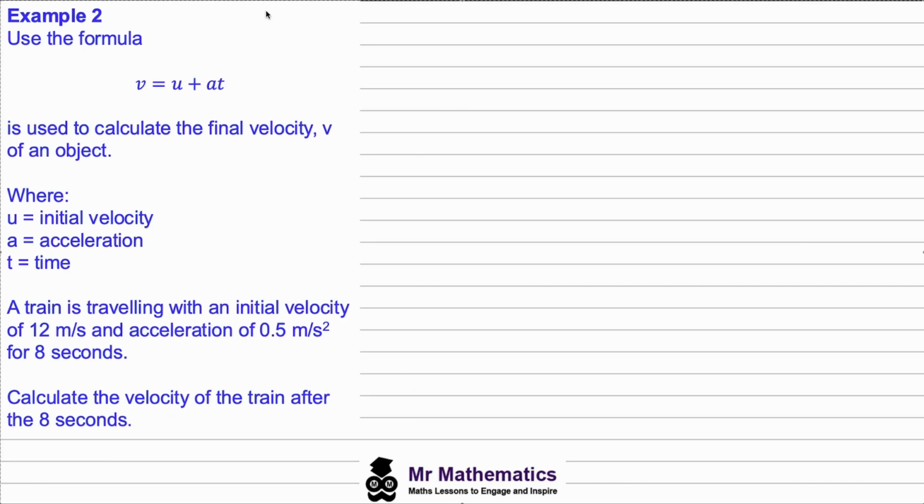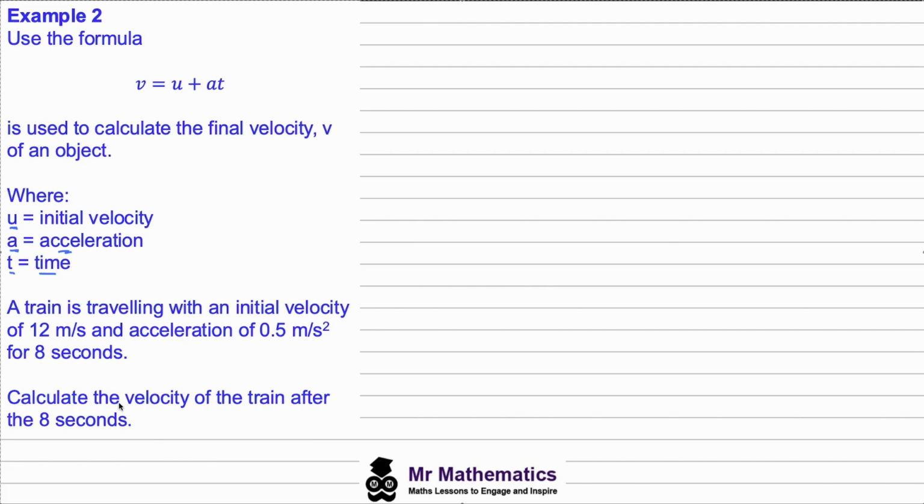So in example 2, we're told that the formula V equals u plus at, and this is used to calculate the final velocity v of an object when the u term is the initial velocity, the a is the acceleration, and t equals time. So we use this formula to model motion to see how fast something is going at any particular time. A train is traveling with an initial velocity of 12 meters per second and the acceleration of 0.5 meters per second squared for 8 seconds. We need to calculate the velocity of the train after the 8 seconds.